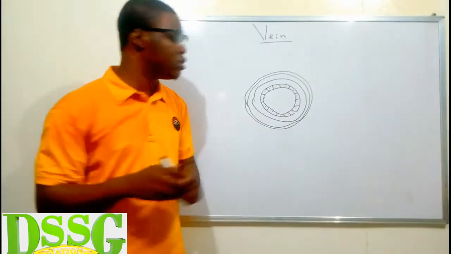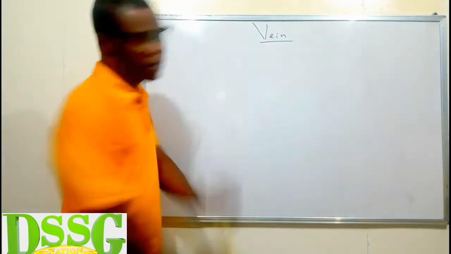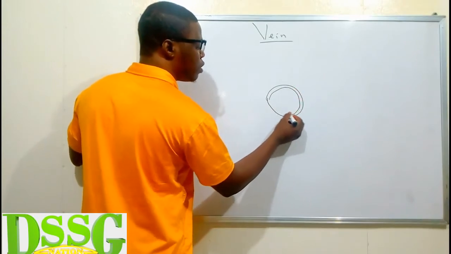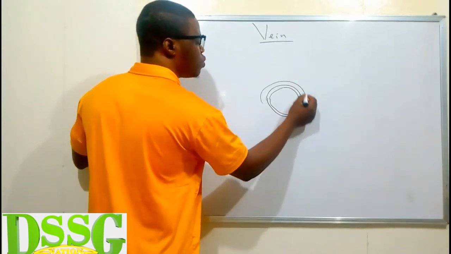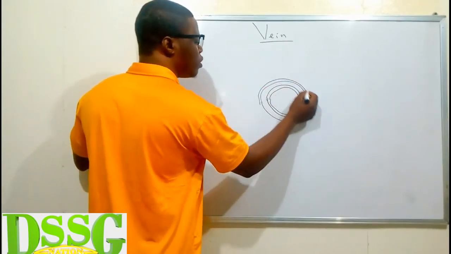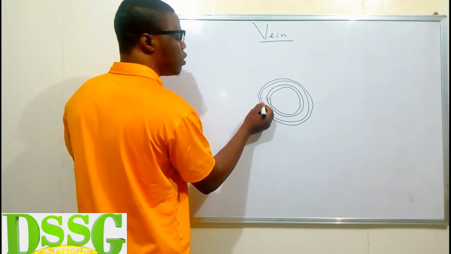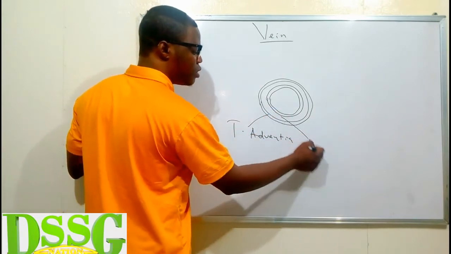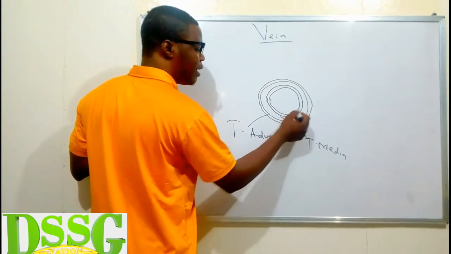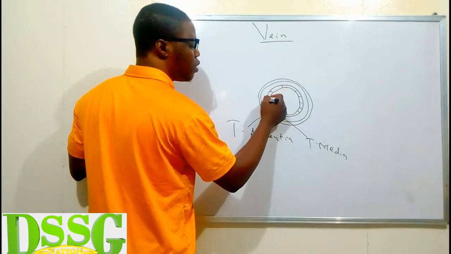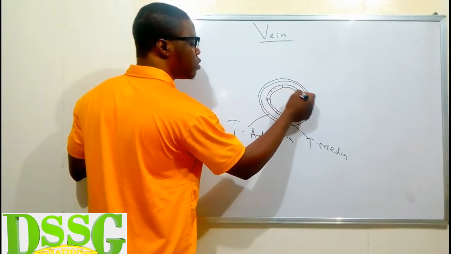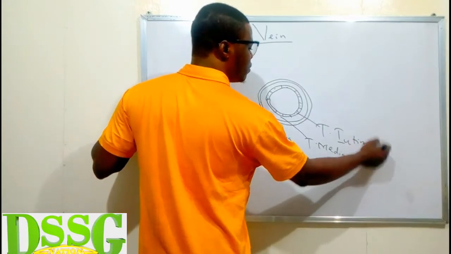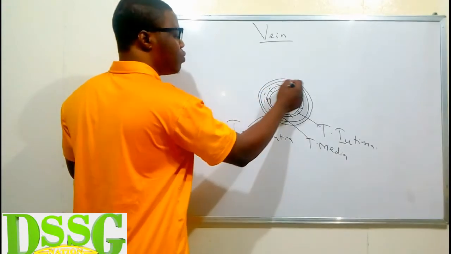Oh, sorry, I made a mistake. I'll just clean it. So, like 1, 2, then 3. Now, this one is what? Tunica adventitia. And then the second one here is Tunica media. And the last one here, so you put in your nucleus, is what? Tunica Intima. So they have the same name, but you realize that we have differences.